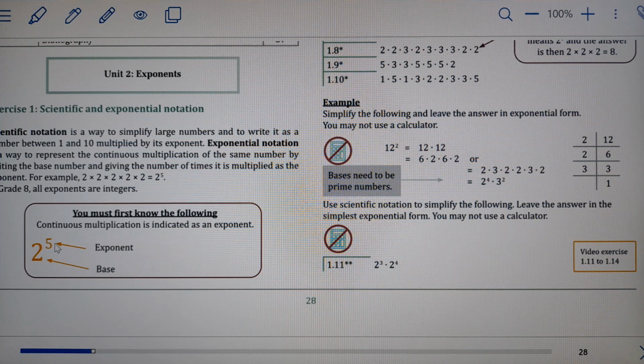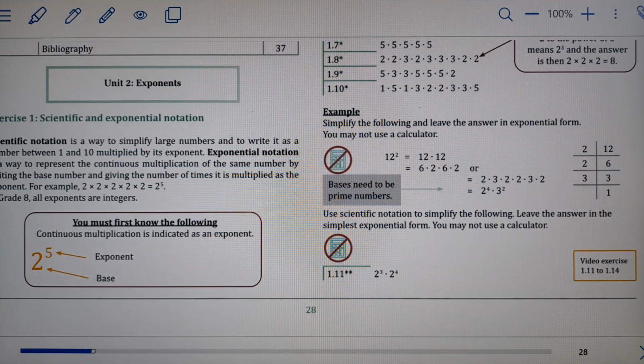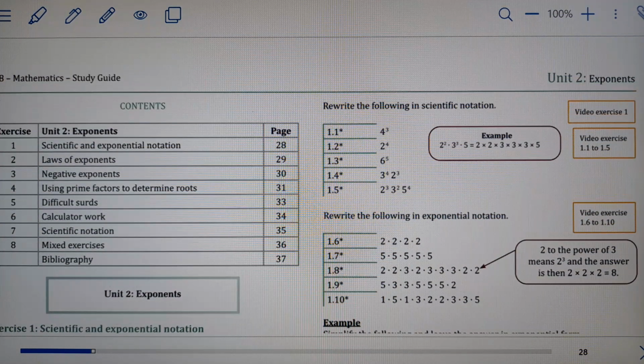If it's 2 to the power 5, it means that I am going to multiply 2 five times. It is not 2 times 5. It is 2 multiplied by 2 multiplied by 2 multiplied by 2 multiplied by 2, five times. Please guys, don't make the mistake of saying this is the same as 2 times 5. It is not.